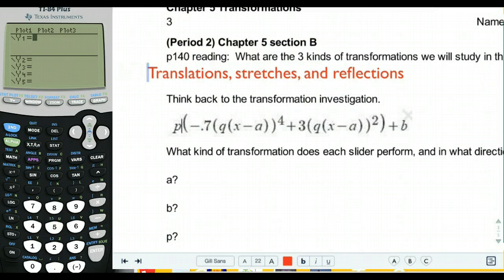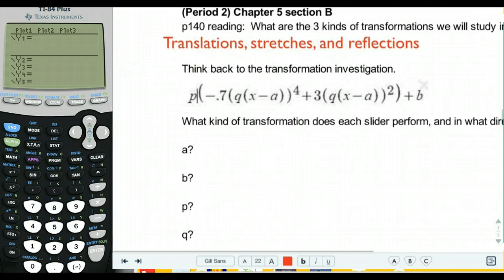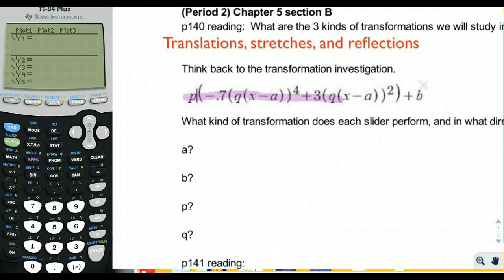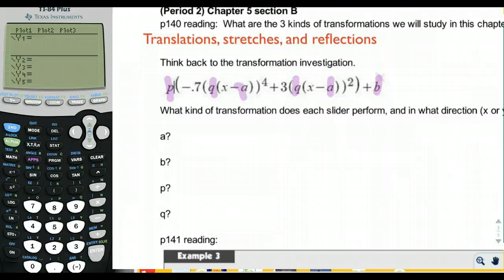And then we're going to think back to the investigation we just did on transformations. We used a complex polynomial that looked like this. It had a few sliders in it: P, Q, A, and B. Q appears in two different places. A appears in two different places. What kind of transformation does each slider perform, and in what direction, X or Y? So let's take out our Desmos investigation and check that.